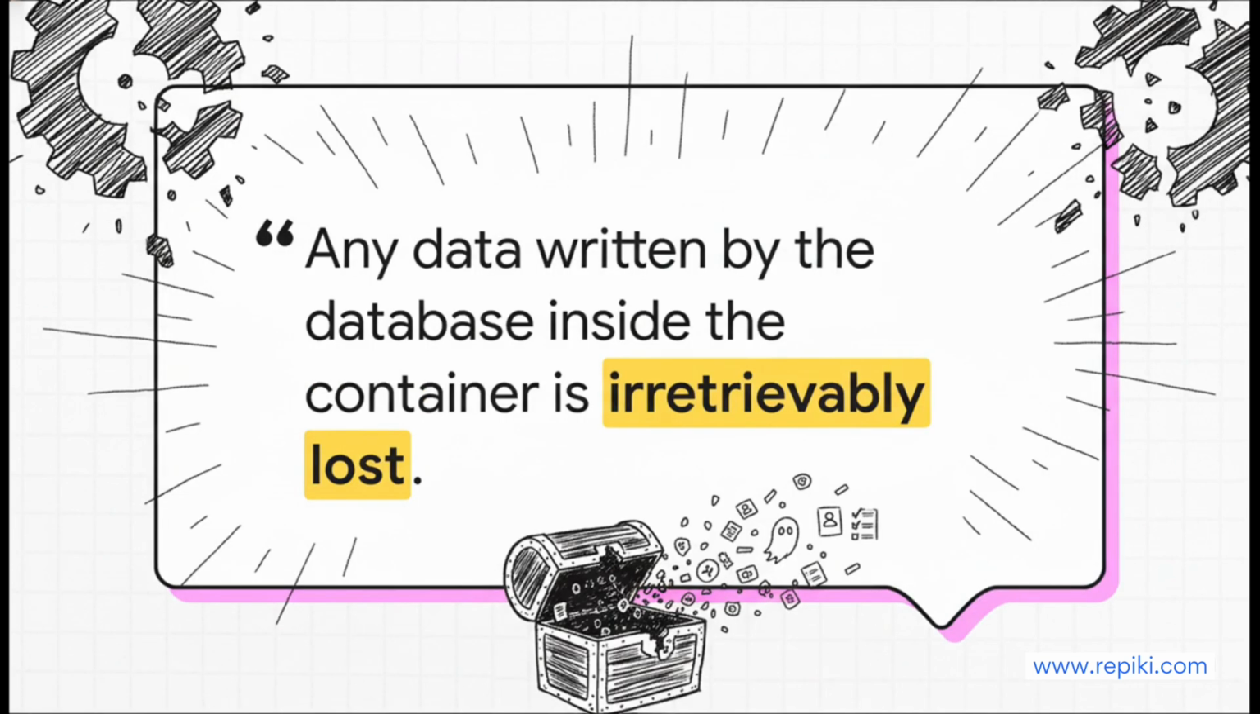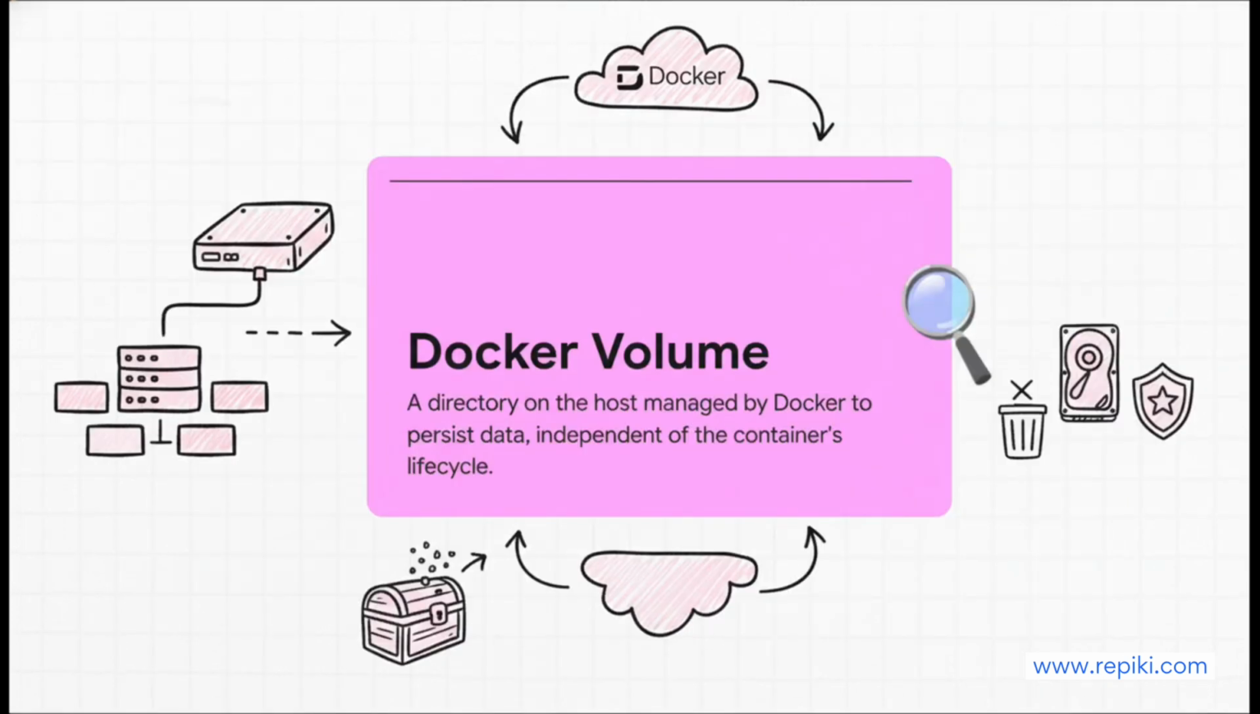Let that sink in for a second. Without the right strategy, any data you write inside the container is irretrievably lost. All your user accounts, your to-do items, poof, gone forever. This is the problem we absolutely have to solve. And the solution is something called a Docker volume. The best way to think of it is like a dedicated external hard drive that you just plug into your container.